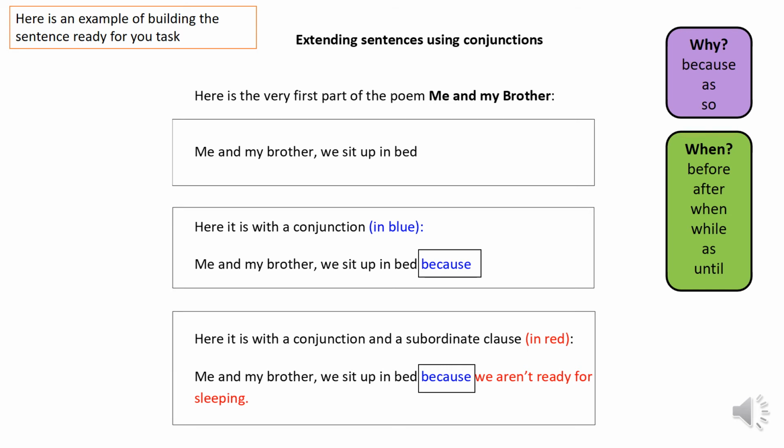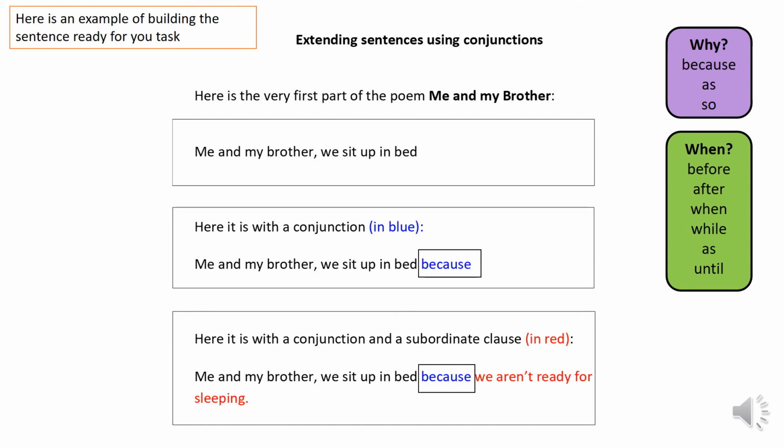And that makes sense. Let's see if we can have a go just talking through if I used a when conjunction, a time conjunction. Me and my brother, we sit up in bed before. What could I have before? Me and my brother, we sit up in bed before the lights go out. And that would make sense. Let's have another go. Me and my brother, we sit up in bed when. Me and my brother, we sit up in bed when the moon was shining brightly. And that would make sense.